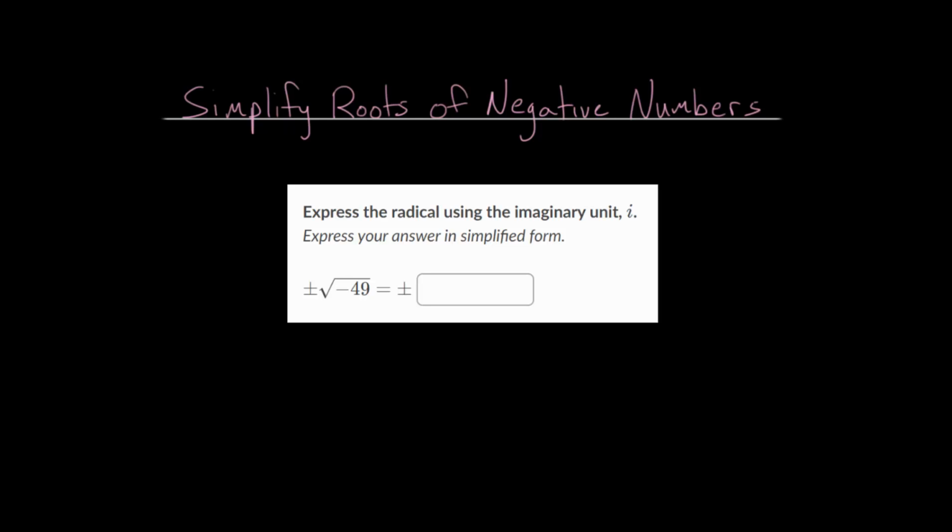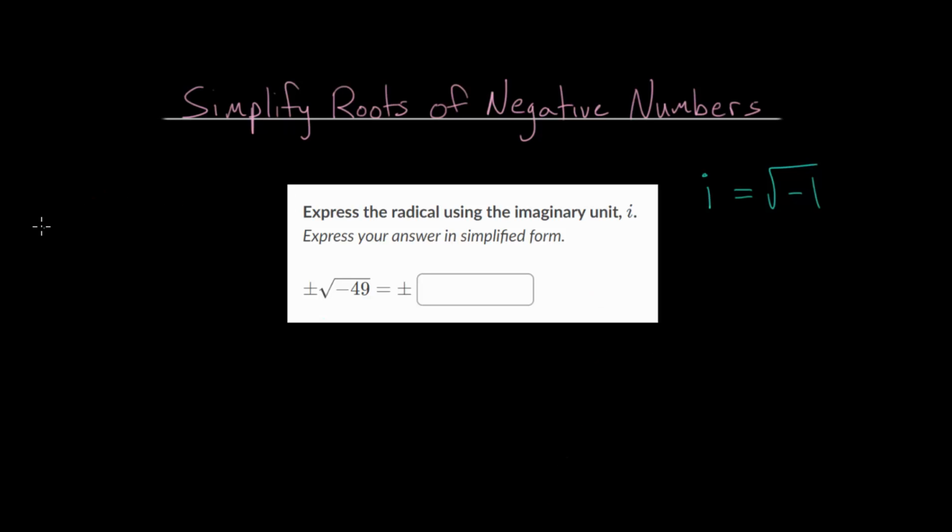In this video, I'd like to talk about simplifying roots of negative numbers. With these example problems, we're going to be given the square root of some negative number, and we need to express this radical using the imaginary unit. And remember that i is defined as the square root of -1. So we will rewrite this square root as some multiple of i.